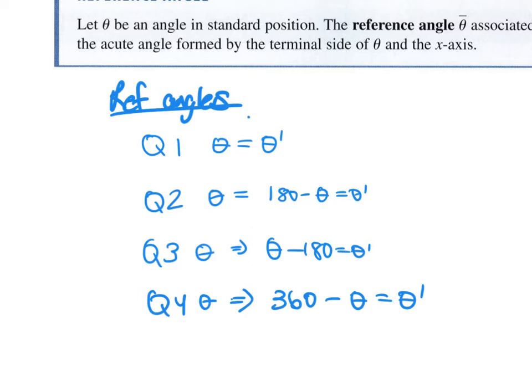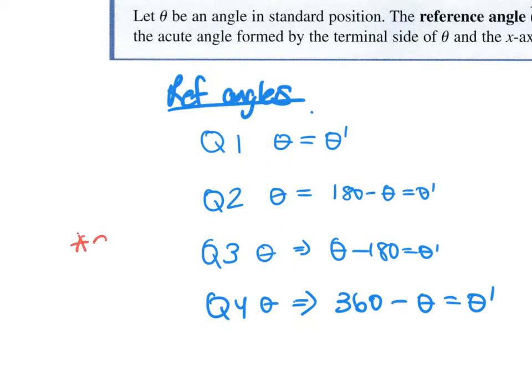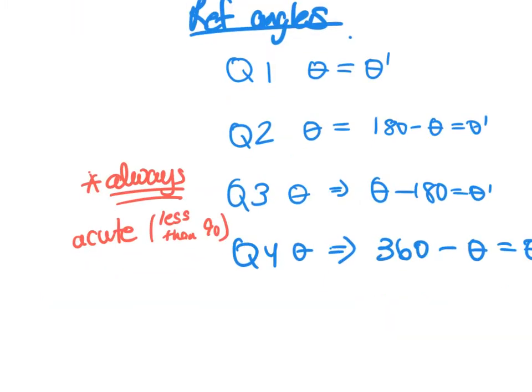There's two things that are super, super important that will help you identify what the reference angle is. And if you can remember these two things, it'll be super helpful, I promise. Reference angles are always acute. What does the word acute mean? Less than 90. And they'll always be positive. They will always be acute and less than 90.